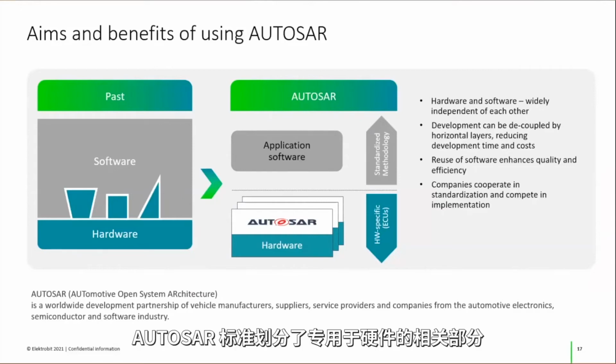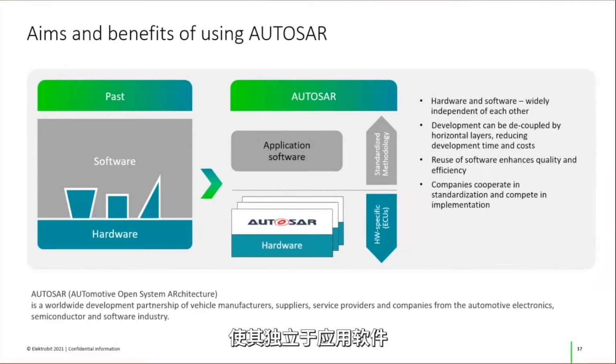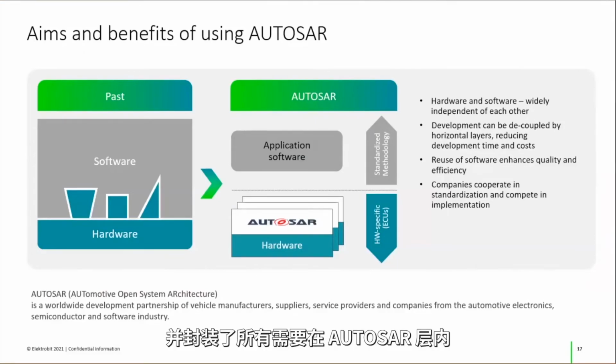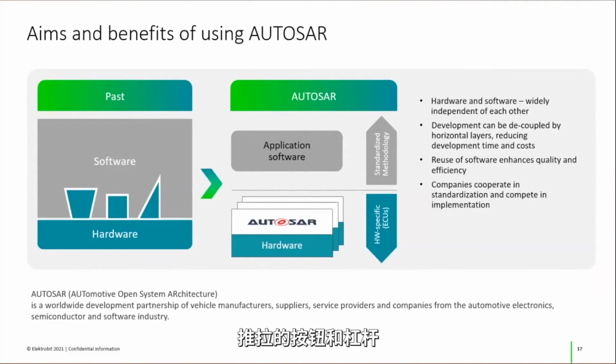So the AUTOSAR standard divides the hardware-relevant parts that are ECU specific and separates them from the application software. They are then made independent from each other, which makes it possible to develop the application software independent of the underlying hardware, so of the underlying controller. AUTOSAR defines some glue in between, the glue between the application and the hardware underneath, and encapsulates all these buttons and levers that need to be pushed and pulled inside this AUTOSAR layer.